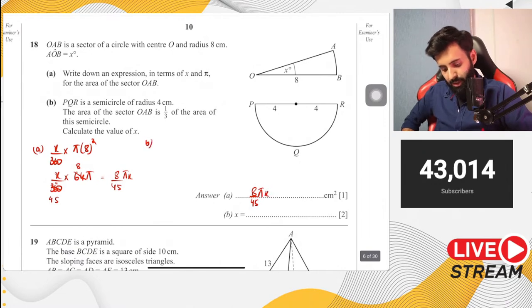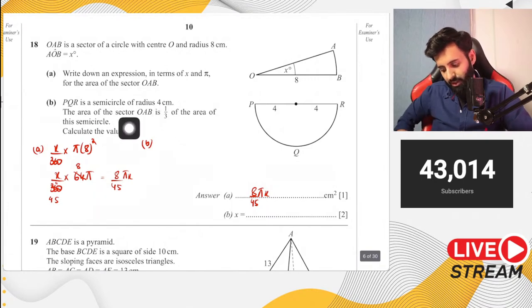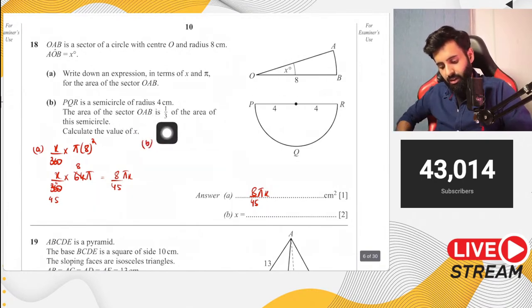Now here comes part B. Part B says PQR is a semicircle of radius 4 centimeter. The area of the sector OAB is 1/3 the area of the semicircle.